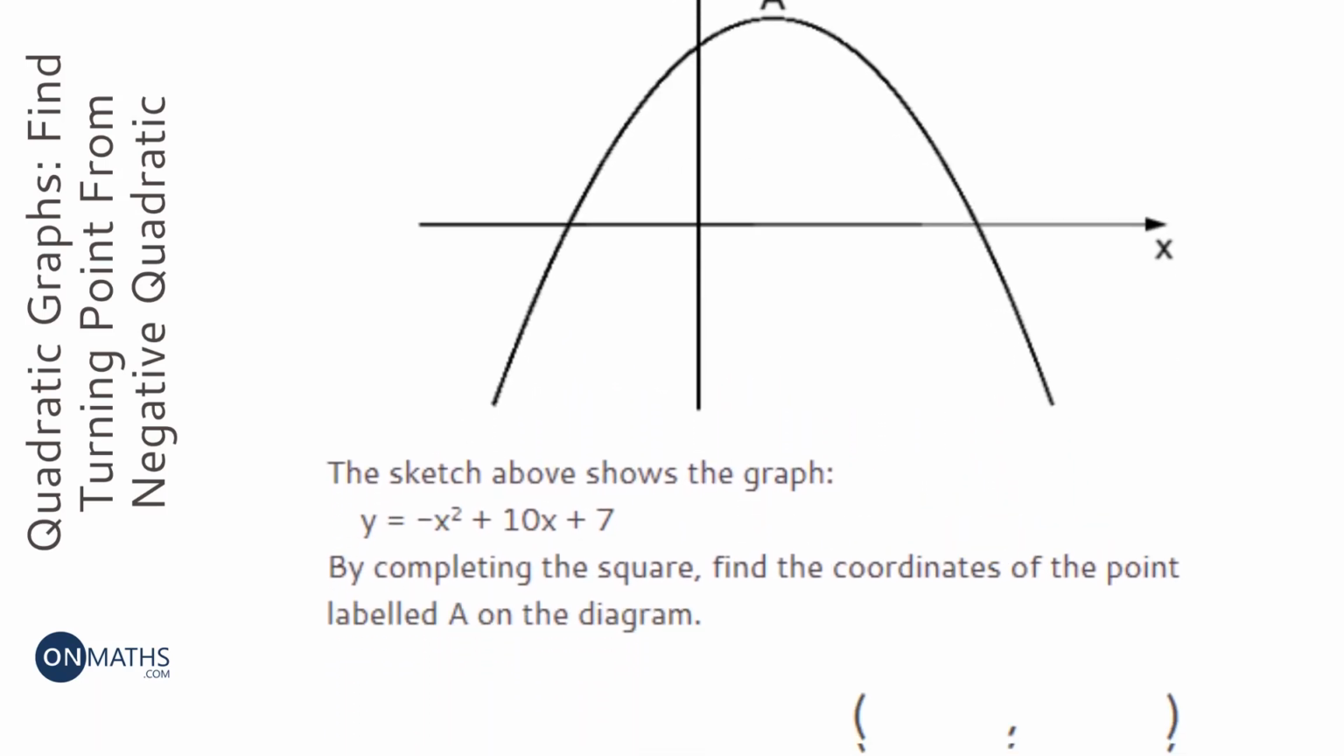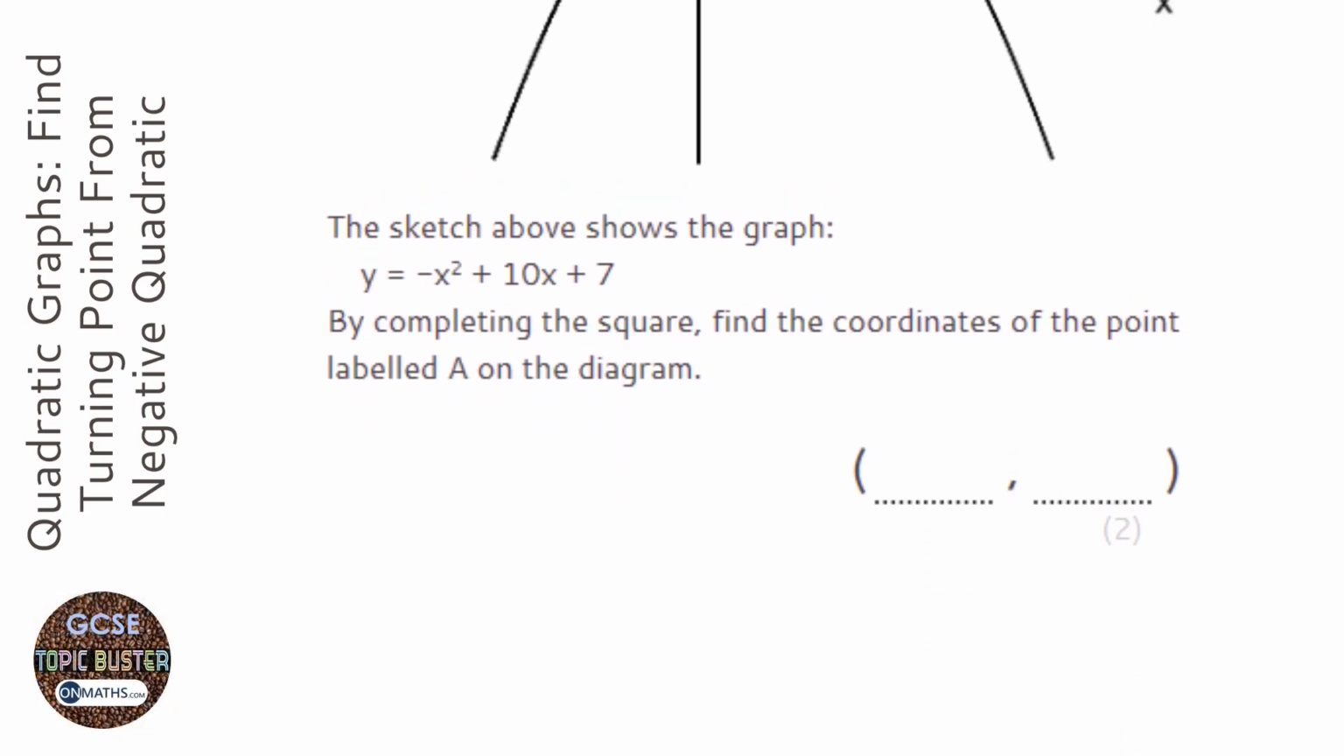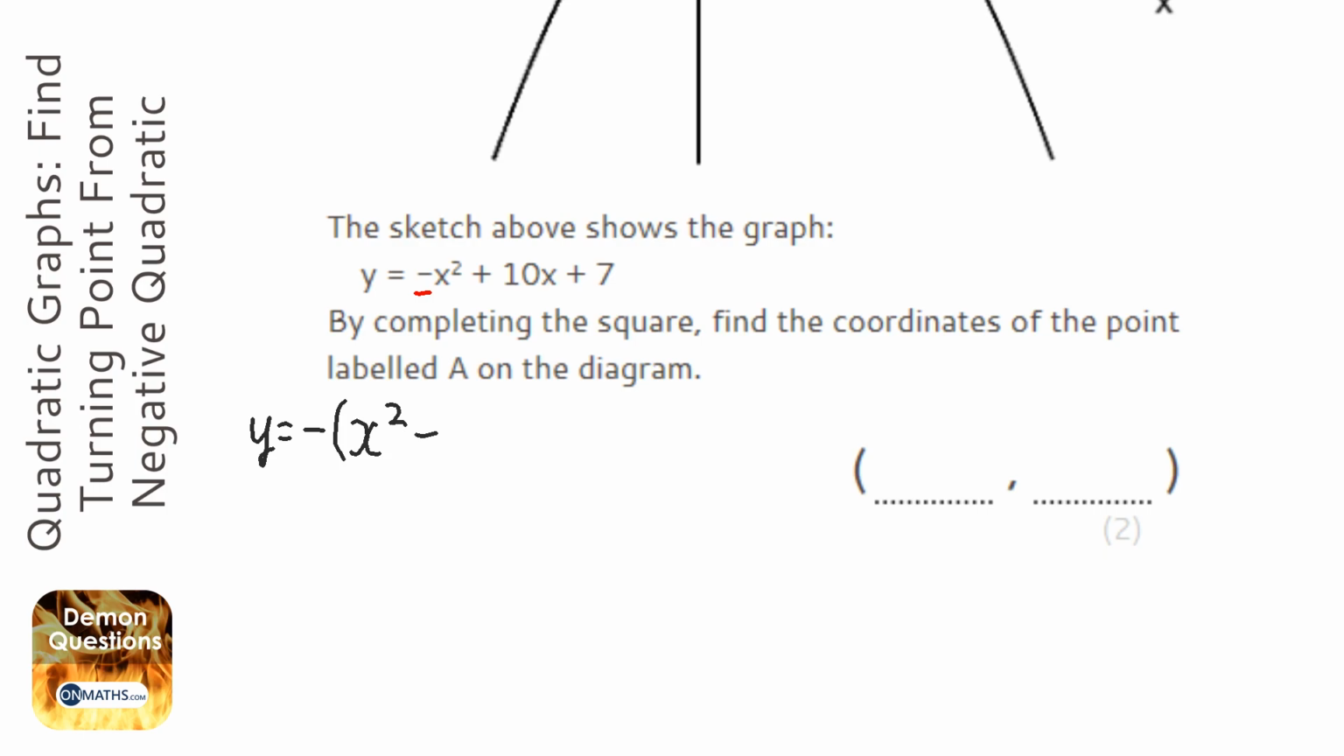Okay, so with this question we're first told to complete the square, so we're going to do that. But this time we've got a minus here, so we've just got to be careful of that. The first thing I would do, and this is not the only way of doing this, but I would remove or divide out that minus from the first two terms. So it becomes x squared minus 10x, all in brackets with a minus before it, plus 7.